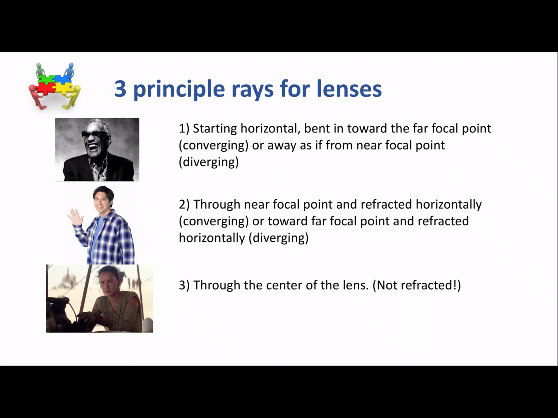Last ray, through the center of the lens. Nice and easy. Not refracted at all, actually. The center of the lens kind of looks like a flat slab of glass. And I did mention earlier, if you pass light through a flat slab, it doesn't change its angle. It's continuing to move parallel to the way it originally moved.